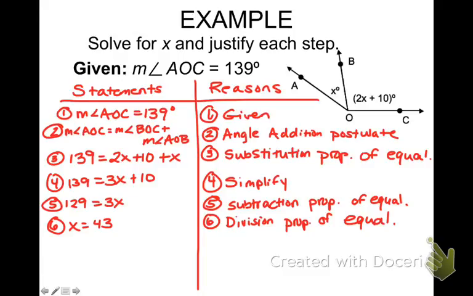What if I add it to this problem? Given that the measure of angle AOC is 139 degrees, I want you to prove that the measure of angle BOC is equal to, what would that be, 43 double, 86 degrees plus 10, 96 degrees. What lines would I need to add to my proof to prove that the measure of angle BOC is equal to 96?